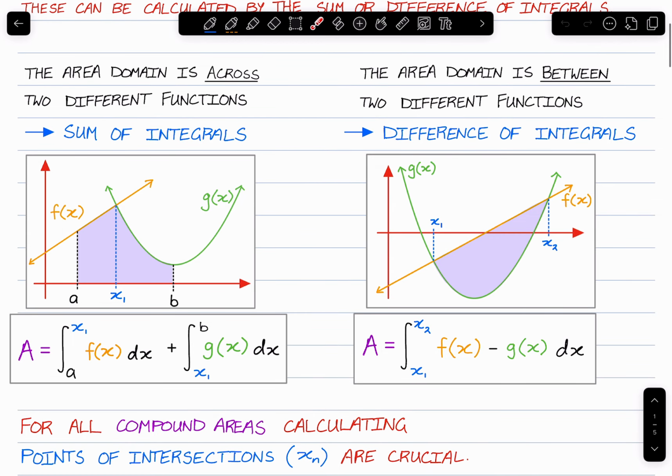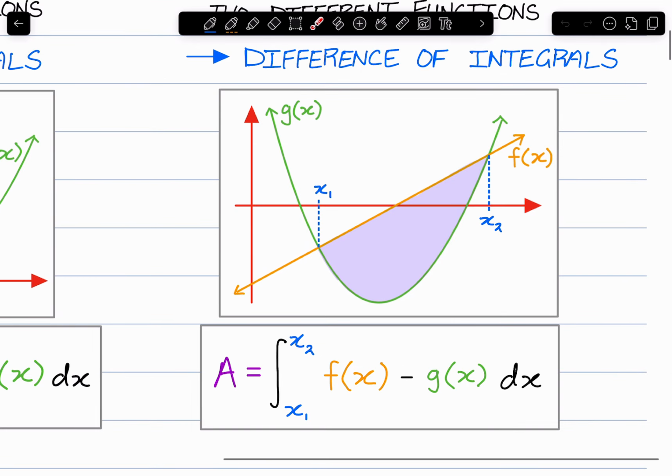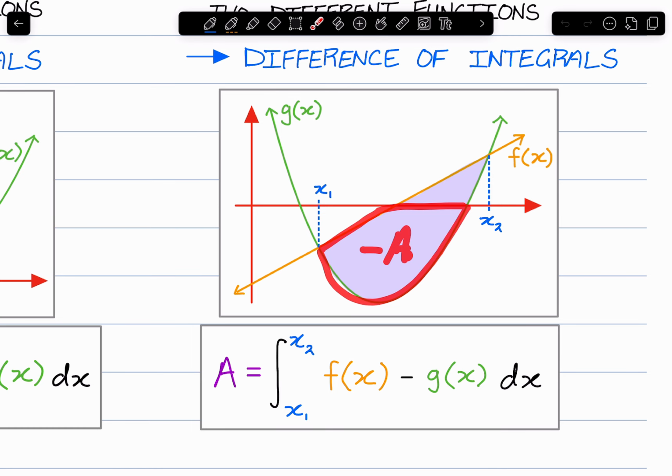Now, if the area domain is between the two different functions, as in it's between f of x and g of x, so it's enclosed by this function here, we just take the difference of these functions. So it's f of x minus g of x on the same domain here. The reason why this works is that the negative portions below the x-axis, when we subtract these negative areas, we end up actually just adding them on.